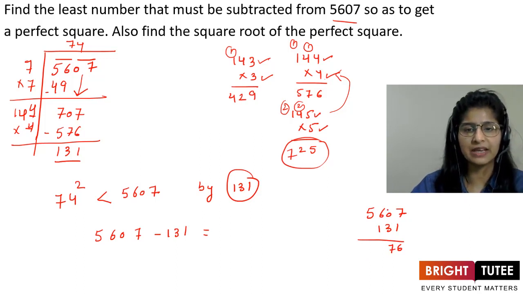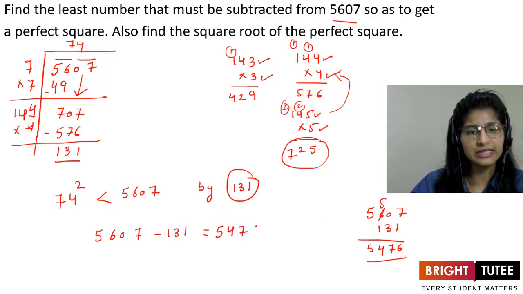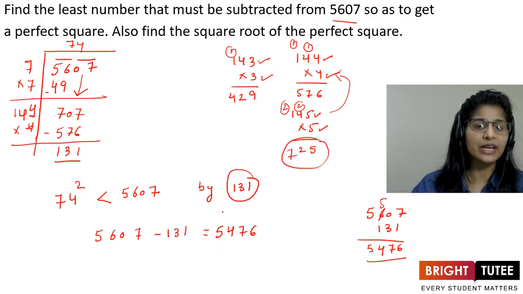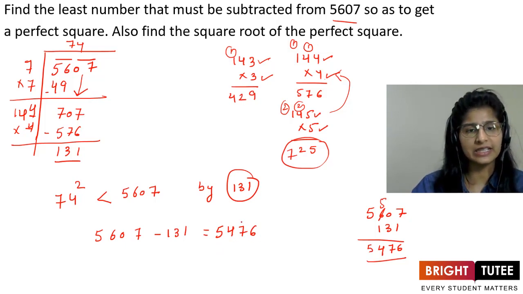10 minus 3 will be 7. Here 6 minus, will it be 6? It will become 5. 5 minus 1, 4. And here we are left with 5. We get 5476. Right? So we get 5476, which is a square of 74.